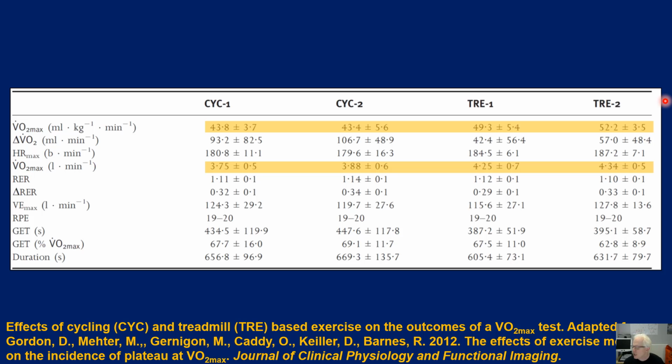But if I'm testing a runner, then I would not test them on the cycloergometer, I'd test them on the treadmill because it's specific to the needs of their sport. The same with the cyclist would be on the bike, a rower on a rowing ergometer. And clearly one of the things that we understand is if I take a cyclist and I put them on the treadmill, despite the fact that they've got a greater active muscle mass on the treadmill, the VO2 max that they produce will be lower on the treadmill than on the bike.